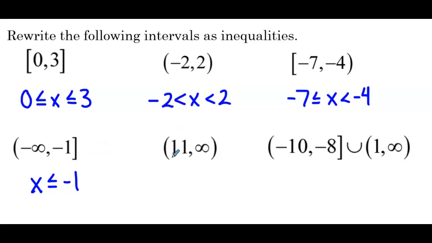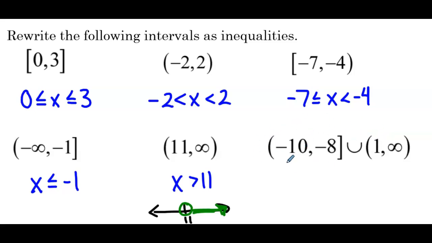Next, we have parentheses 11, comma infinity parentheses. So this is going to be x is greater than 11. Now again, we can use the same strategy as before. If we're not sure what the inequality looks like, sketch the interval on the number line, right? So parentheses 11, so open point, and we're shading towards positive infinity, and use that to figure out what the inequality is.